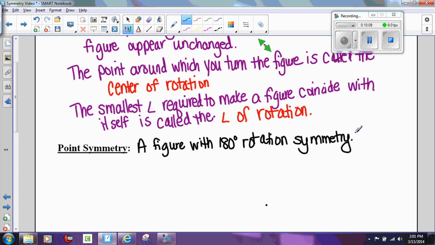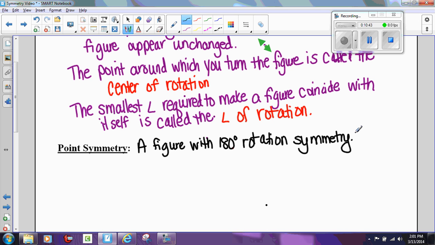A little trick that you can use for determining whether or not a figure has point symmetry is to know that it will appear exactly the same upside down as it did when it was right side up. So the little trick to remember is to flip your paper upside down and ask yourself the question, does this figure look the same upside down as it did right side up? If the answer is yes, then your figure does have point symmetry. If the answer is no, then your figure does not have point symmetry.